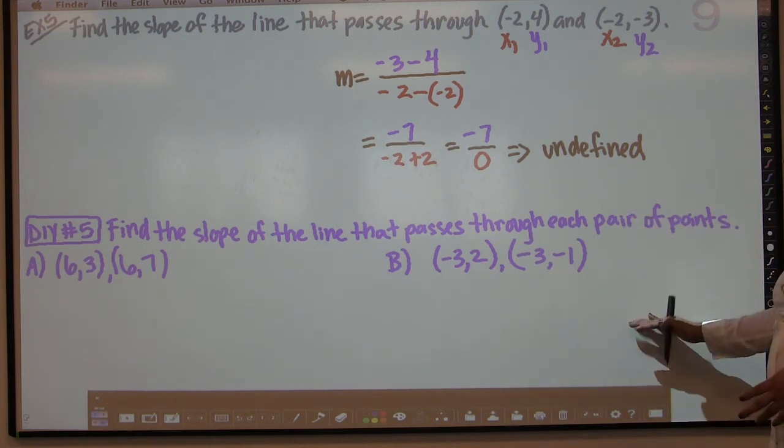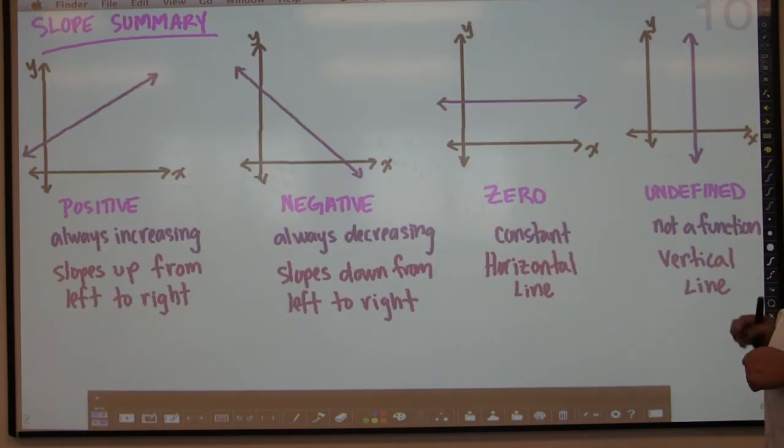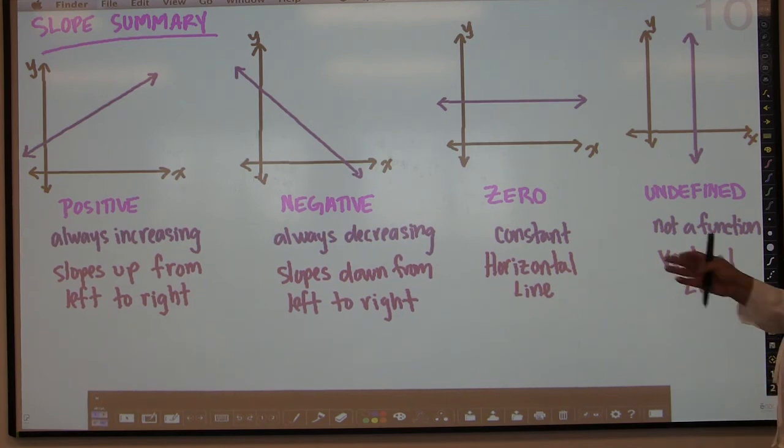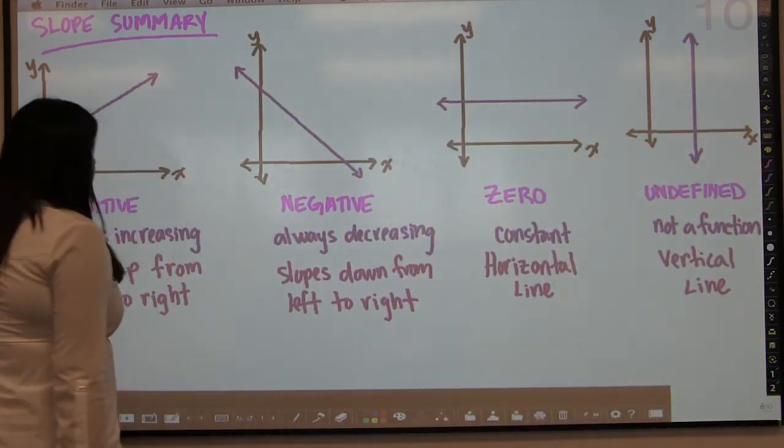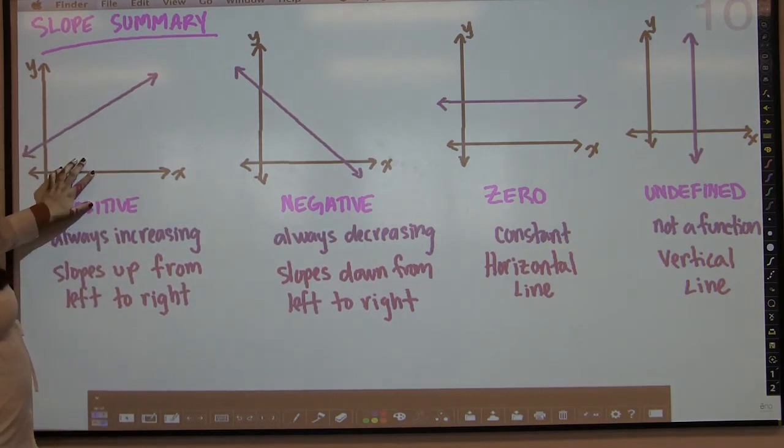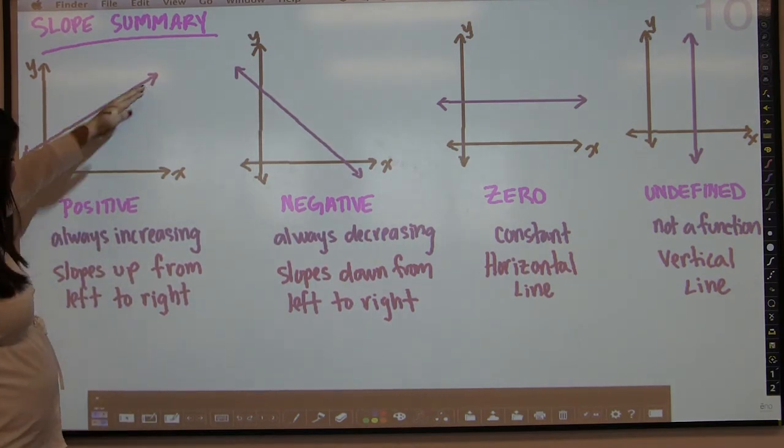So after you do this do-it-yourself question, we're going to go to our last example. And before we get to that, we're going to have this little summary of what we just talked about. It is possible to have a positive slope. And this is what your line would look like if it has a positive slope. It would always be increasing.